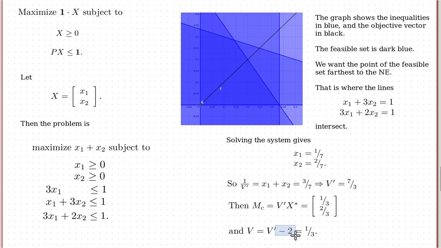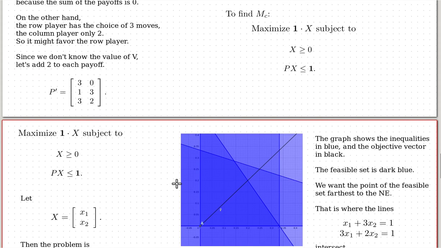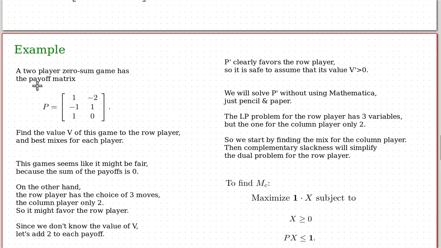So I'm going to subtract off the 2 that we added on to modify the game. And now we can say that the average payoff in the original unmodified game would have been 1/3. Okay, so let's go back and look at the original game. It turns out the original game did in fact favor the row player, because we just saw that the average payoff with best play is 1/3 to the row player. So on average, the row player will make about 1/3 of $1 per play of the game, right?